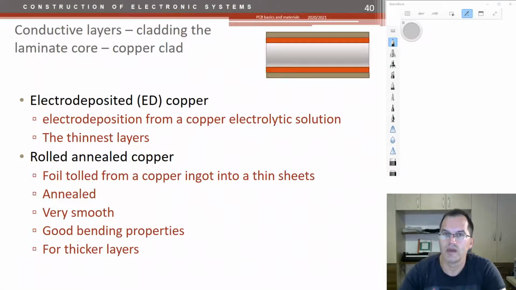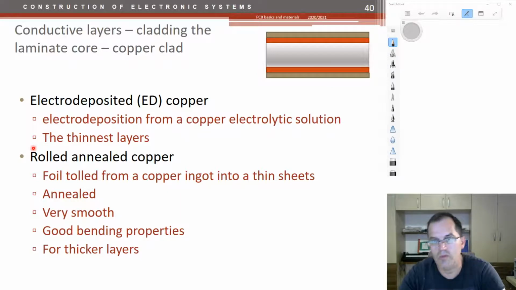Enough about the core laminates. Let's go into the other layers that are also part of the PCB. The next layer is a copper layer. You can have, of course, top and bottom layers, but also mid layers in between. But let's talk about the basics, top and bottom layer of copper. Well, you have two options. Either the copper can be electrodeposited, or it can be rolled annealed.